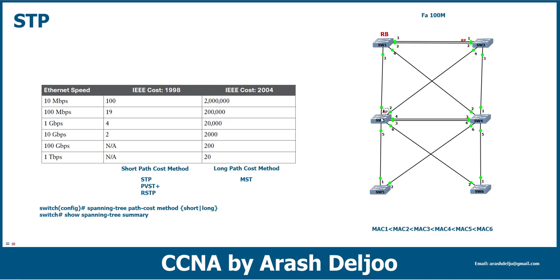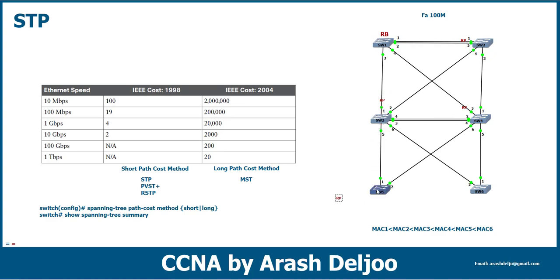Okay, in switch 2 it is obvious that the port with the lowest cost to the root bridge is port 1. Also in switch 3, and in switch 4, again it is obvious that port 2 has lower cost to the root bridge. Okay, we can easily find the root port.